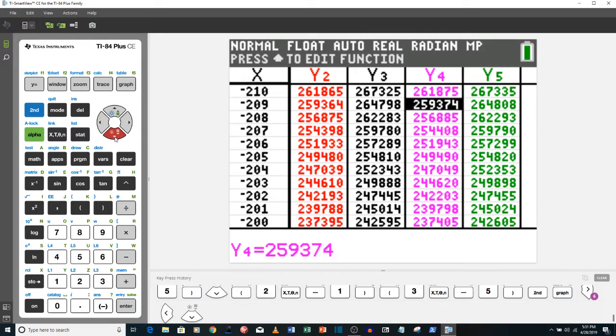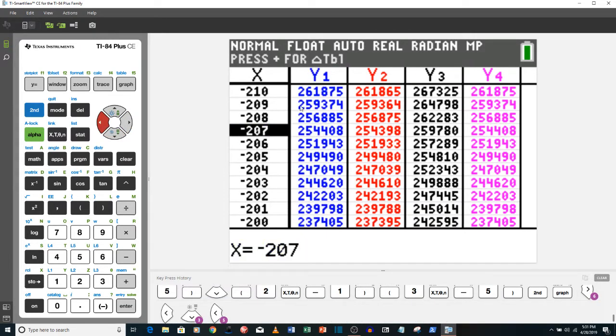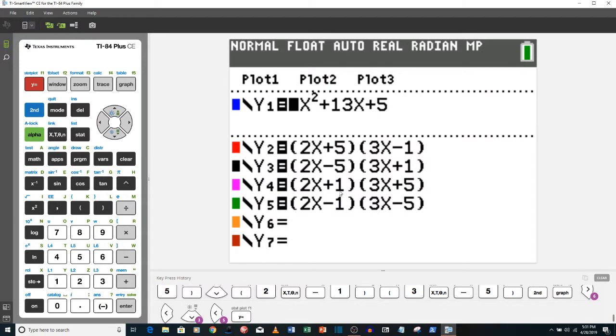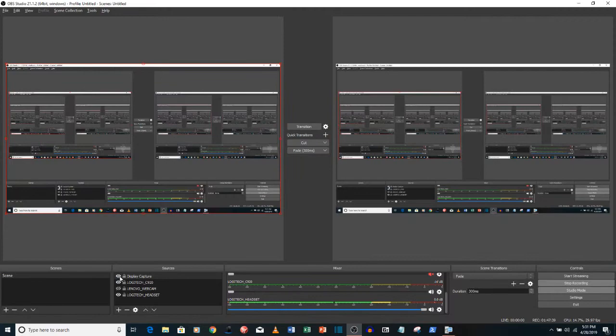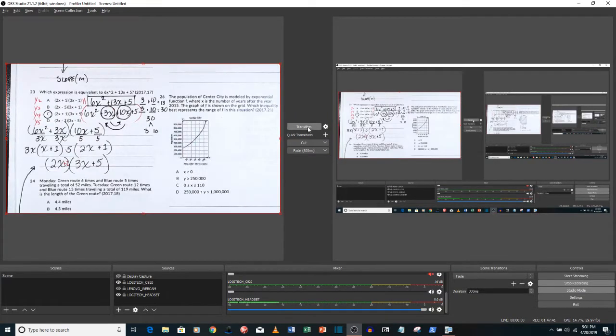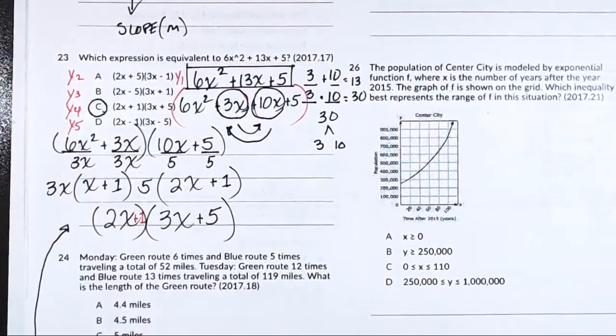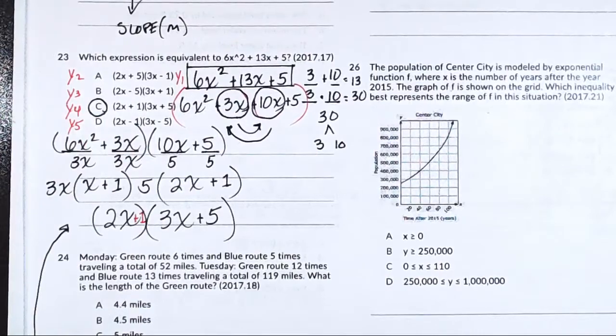Okay, so the pink column and the blue column, y1 matches with y4. This was A, this was B, so y4 was C. 2x plus 1, 3x plus 5. Go back to our main screen, and we see that, in fact, we got the right answer. So, again, it's up to you.